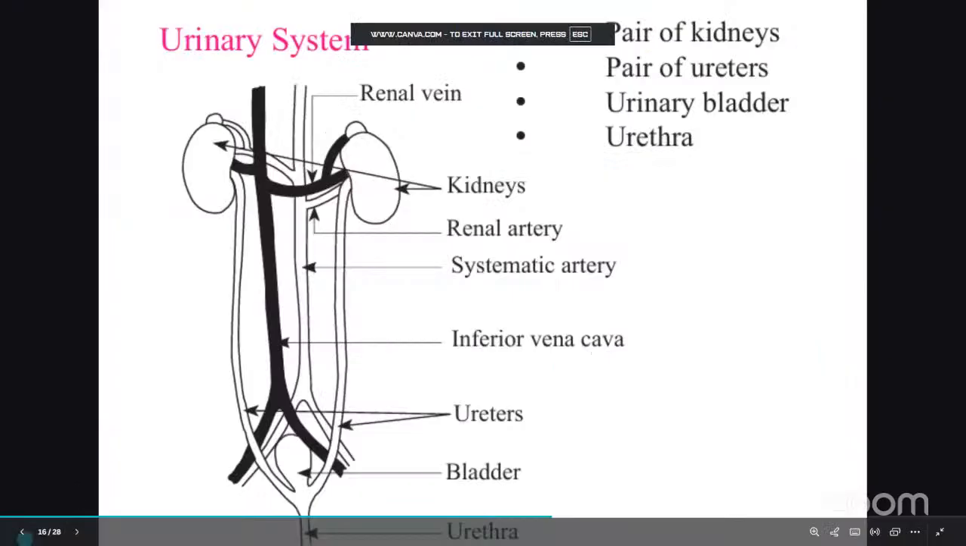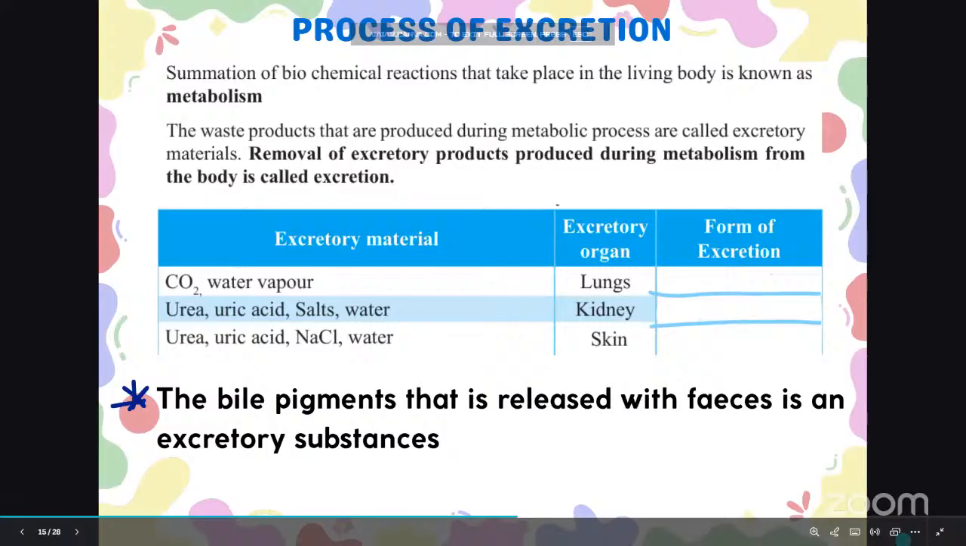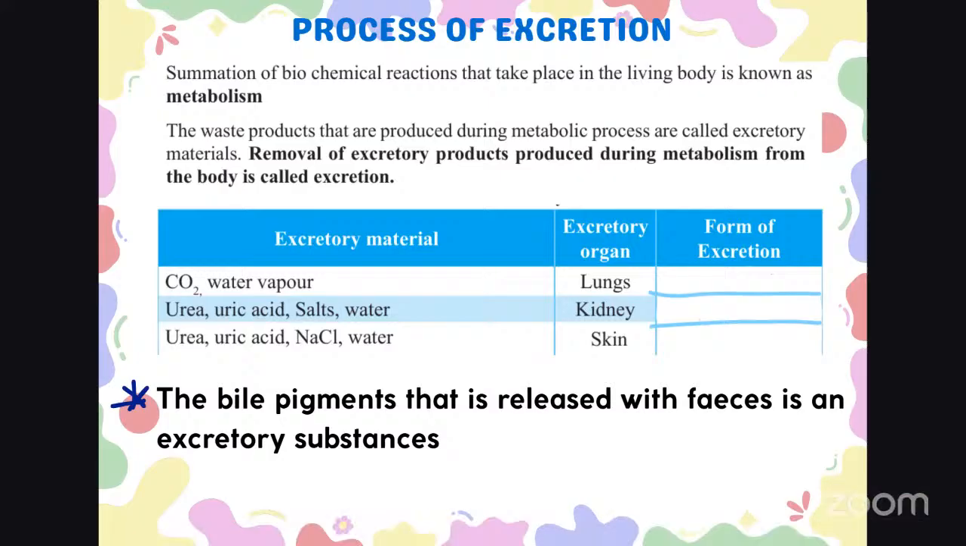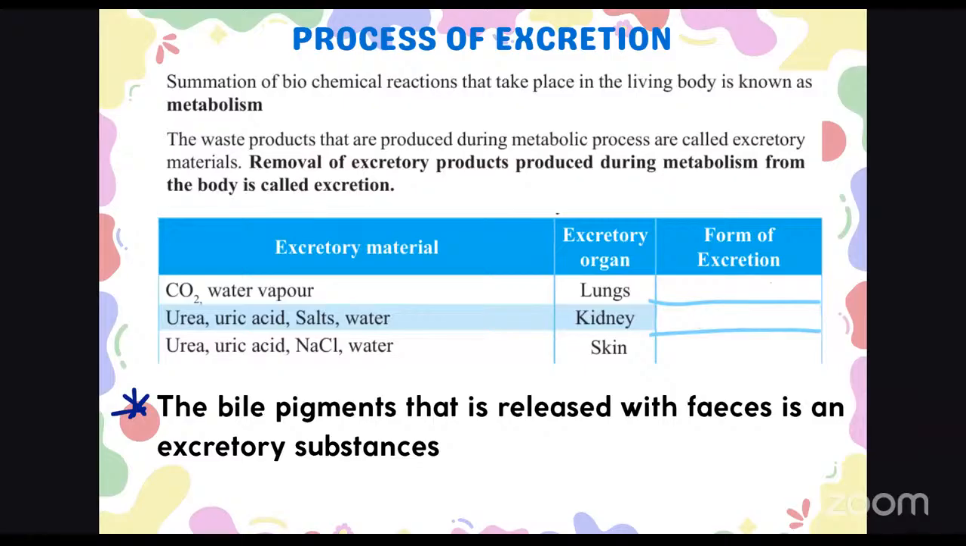Now, let's fill this in. Tell me. Excretory material: carbon dioxide, water vapor, lungs. In what form is it exhaled? I think I almost told the answer. This part, form of excretion from the lungs. Can I get the answer, please? Form of excretion from lungs.